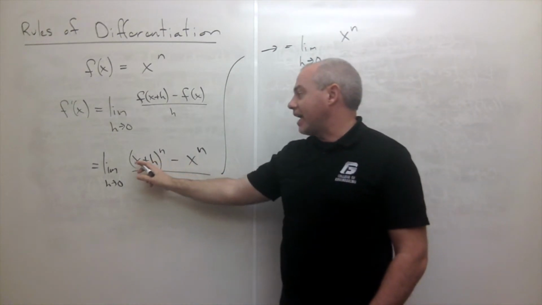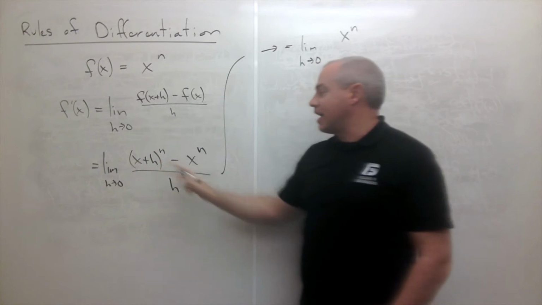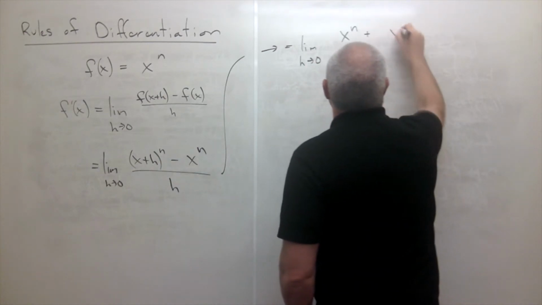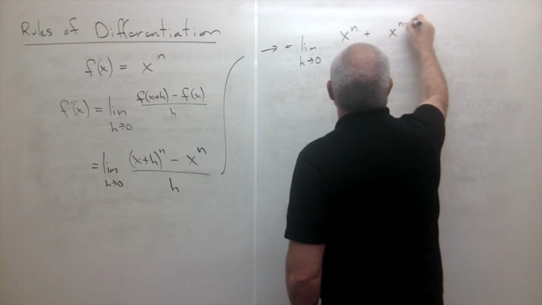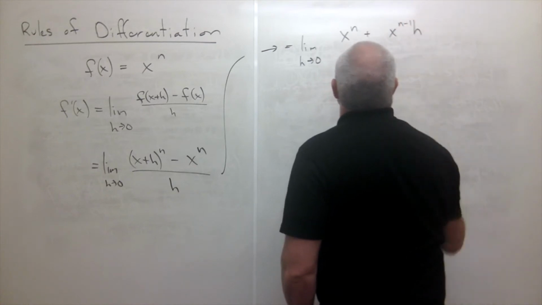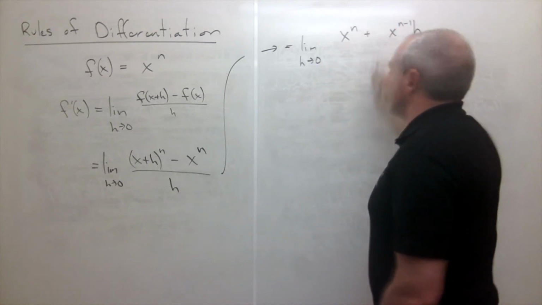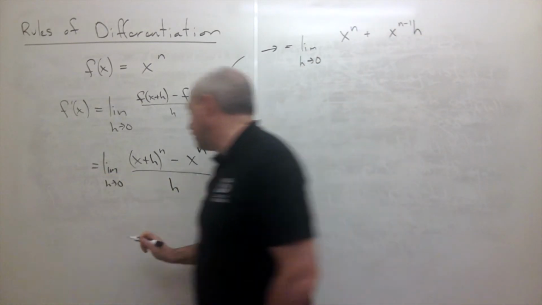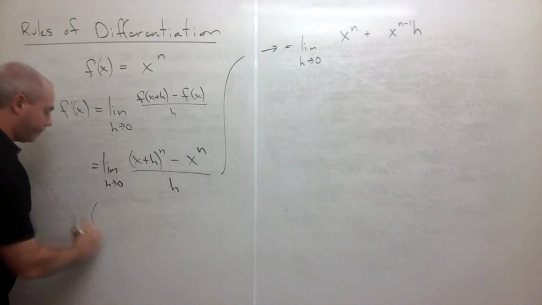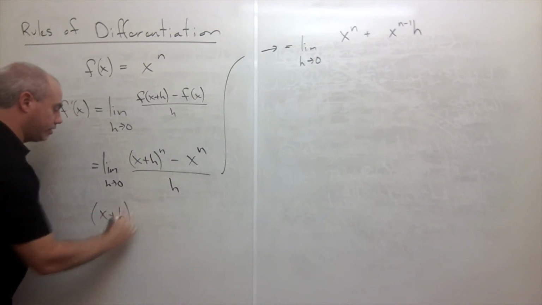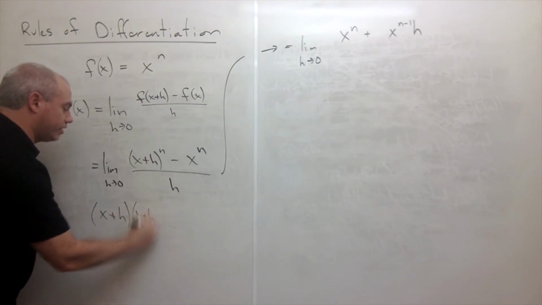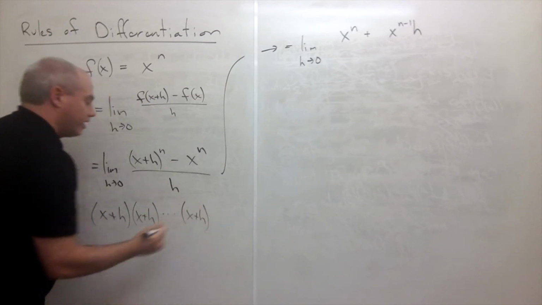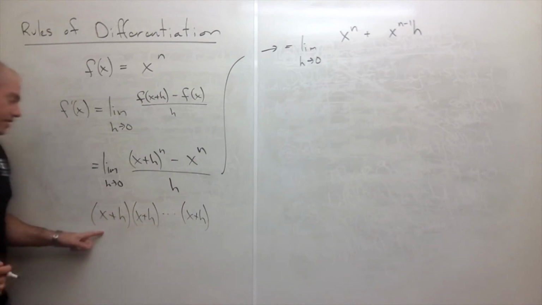Secondly, if I have x plus h written out n times, then I'm going to get a term that has x to the n minus 1 times h. And how many of these will I get? Well, if I wrote this all out, let me do it real quick. I have x plus h times x plus h times x plus h, and so on, and let's say there are n of these.